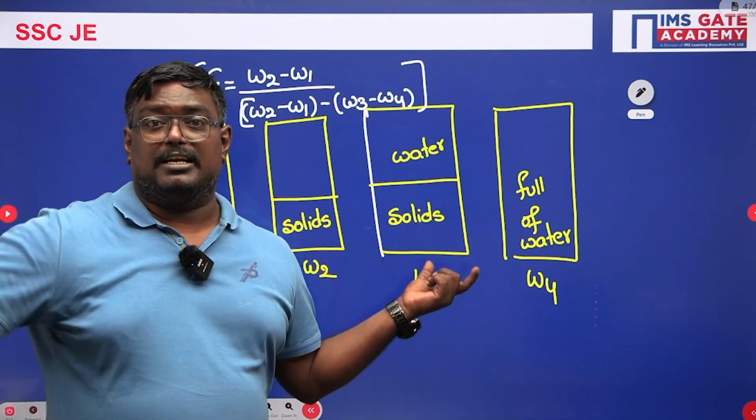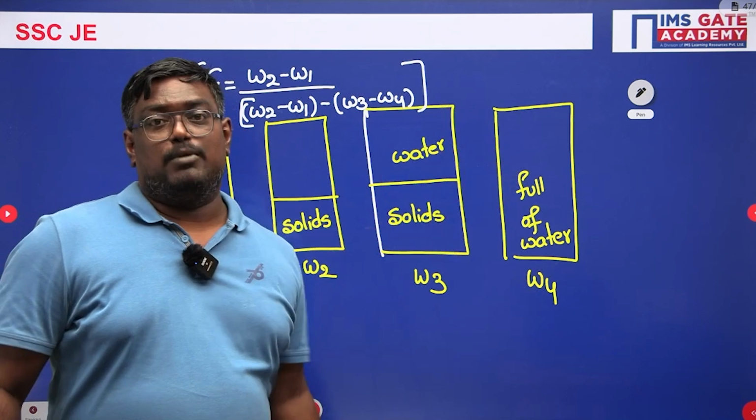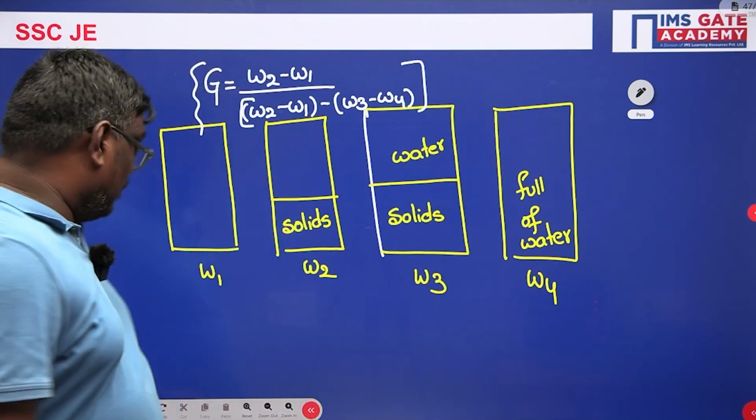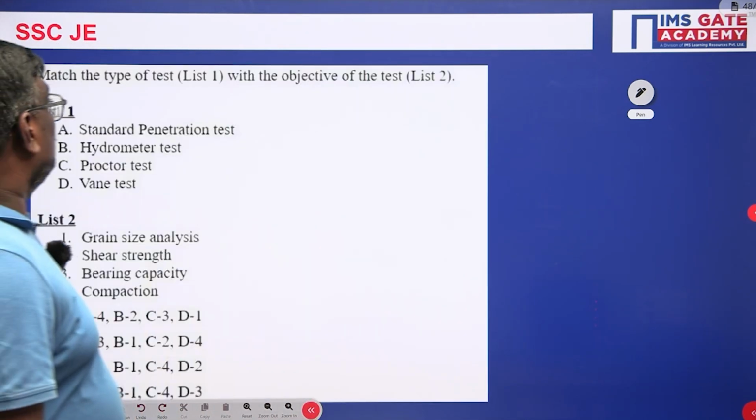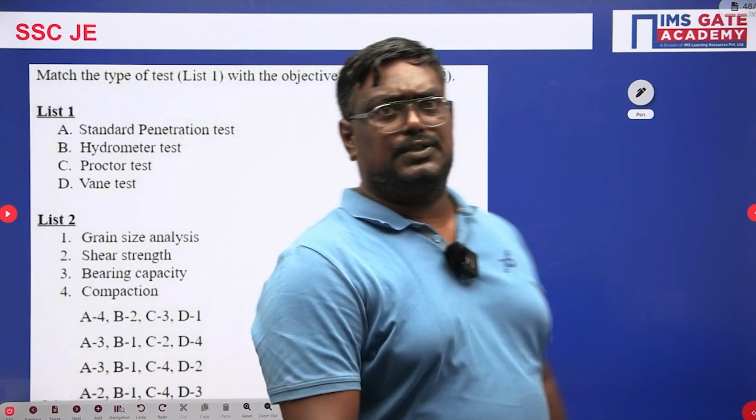W3 is weight of pycnometer plus solids plus water. And W4 is the weight of pycnometer full of water. Now, match the following is the question, see students.